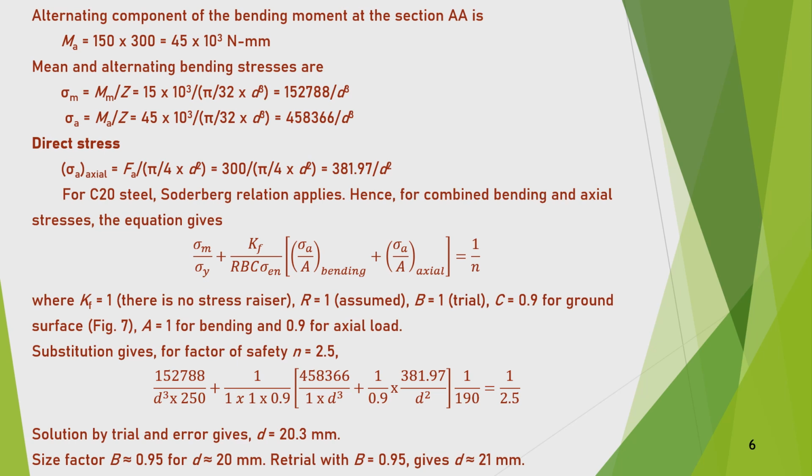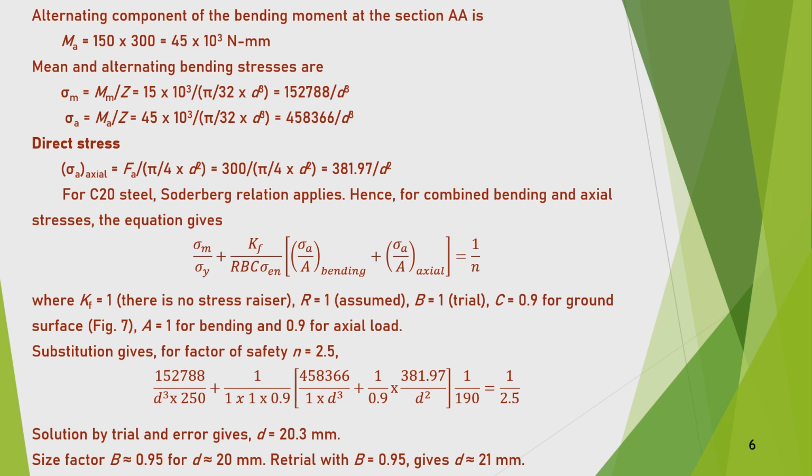The mean stress in axial direction is 0, and in axial direction only alternating component is acting. So sigma a axial is equal to Fa divided by area of cross section pi by 4 d square of the bar. For C20, which is a ductile material, Soderberg relation applies.